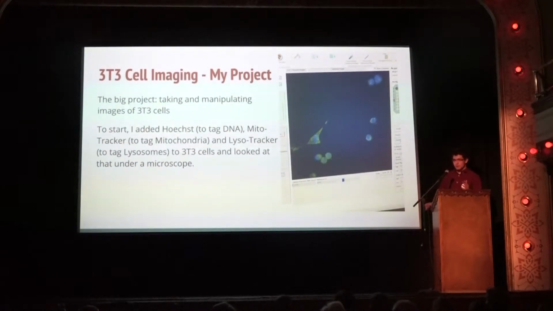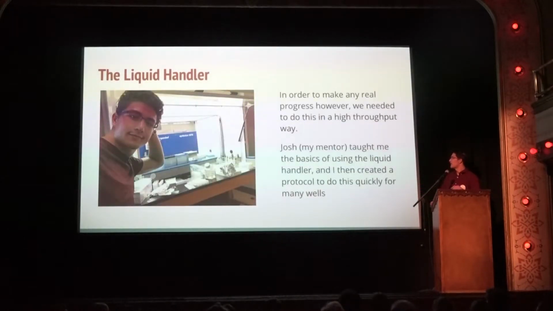And then the second project I was really involved with, which probably took up the most of my time, involved cell imaging, where I was looking at cells under a really fancy microscope and tagging them with different dyes so that I could actually see what was going on. In this case, if you want to read that, that's green for lysosomes, red for mitochondria, and blue for DNA. And we wanted to get a whole bunch of images.